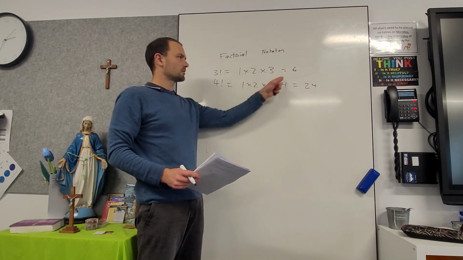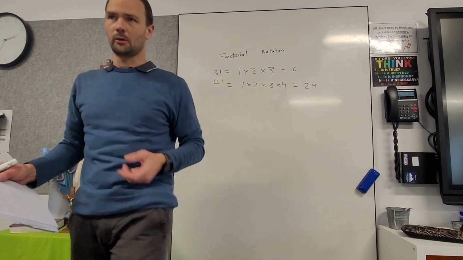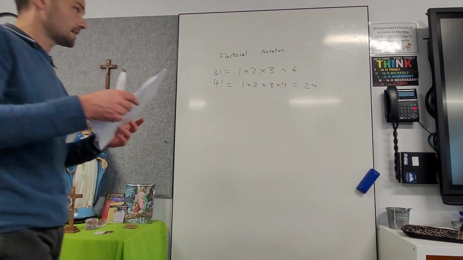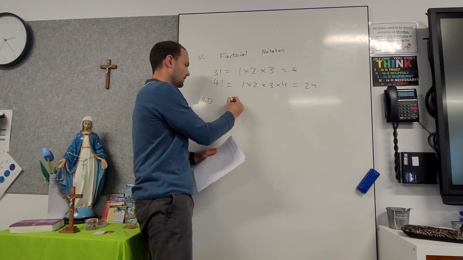Alright, 2 times 3, 6. 6 times 4, 24, etc. It keeps going on. So it's just introducing you to that notation. Factorial notation, that's 8C. Then we'll move on to 8D, where we're talking about combinations.